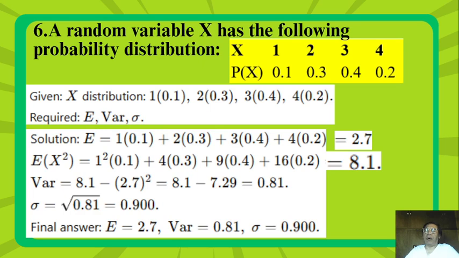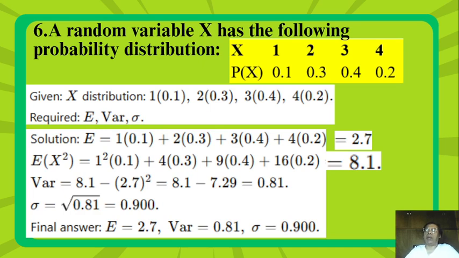So therefore, to obtain the E, we just simply take the sum of the product of x and p(x). So we have 1 times 0.1 plus 2 times 0.3 plus 3 times 0.4 plus 4 times 0.2. And our expected value of x is 2.7.